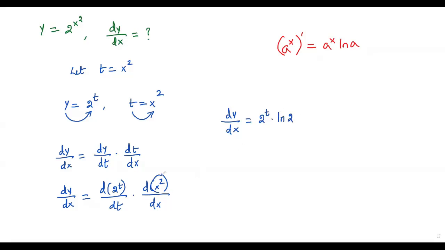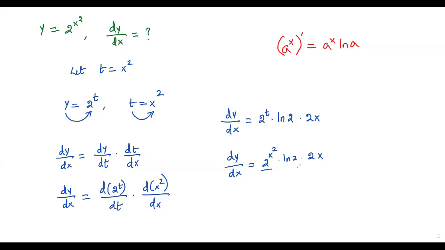What is the derivative of x square with respect to x? It's just 2x. So dy over dx equals, t is the variable taken by us, so it has to be replaced by the original stuff, x square. Then I get 2 to the power x square times ln 2 times 2x. Here, three quantities are multiplied: 2 to the power x square, ln 2, and 2x.